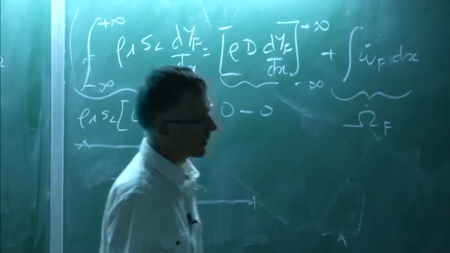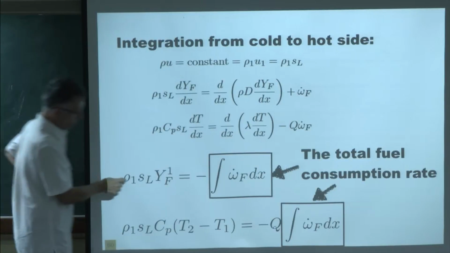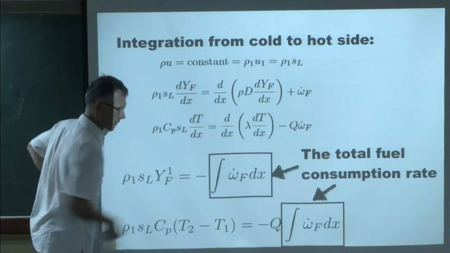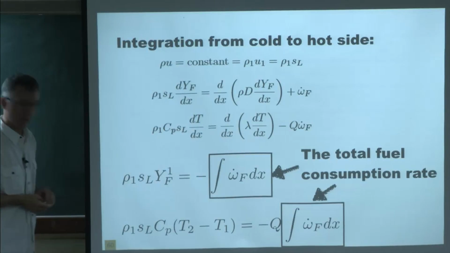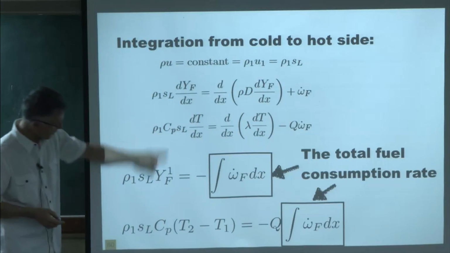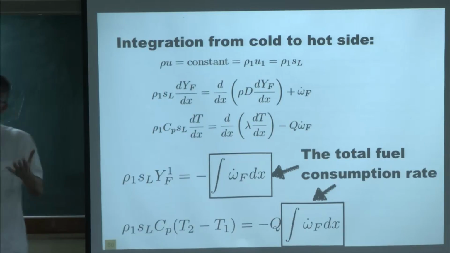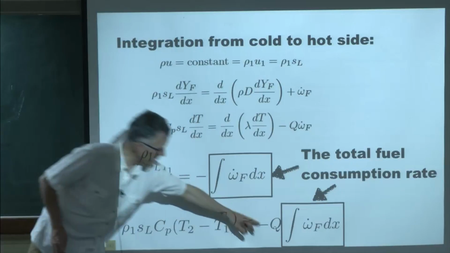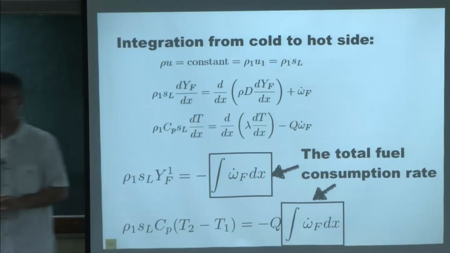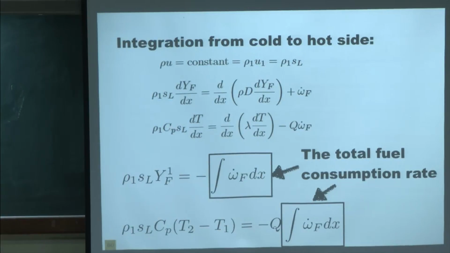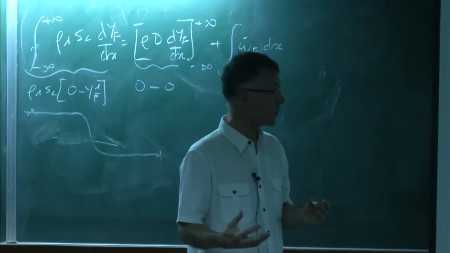So when you integrate this equation, you find that ρ SL YF1 is equal to minus this term here, the total consumption rate. You do the same thing for temperature, and you find that ρ SL Cp, T2 minus T1, which is the temperature elevation in the flame, equals minus Q multiplied by this term here. Now, these two equations have very simple interpretations.